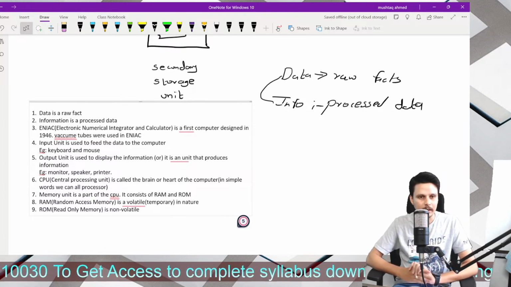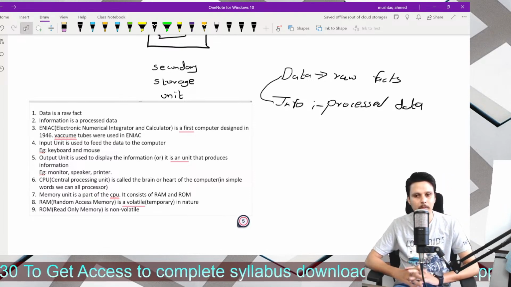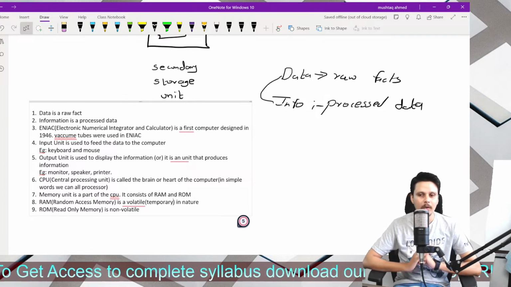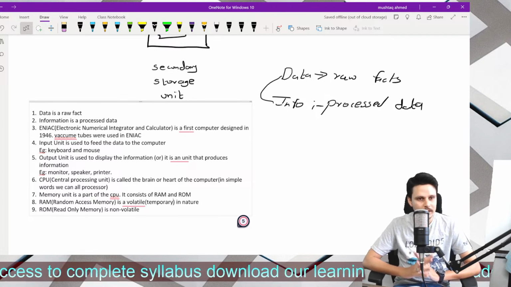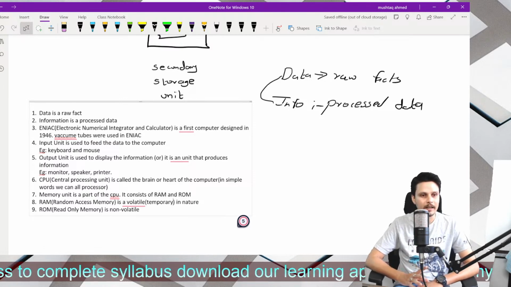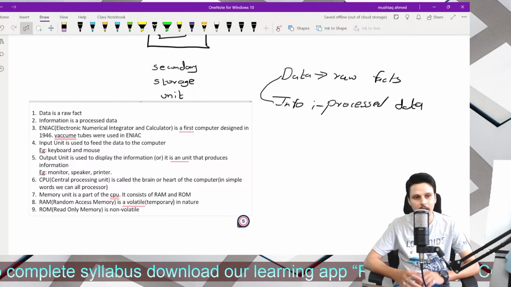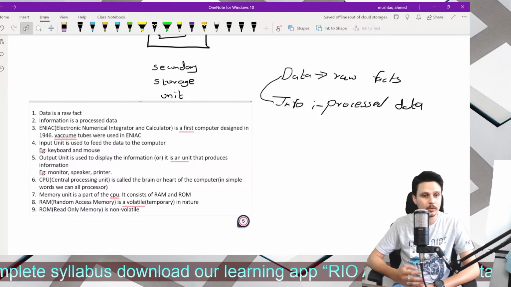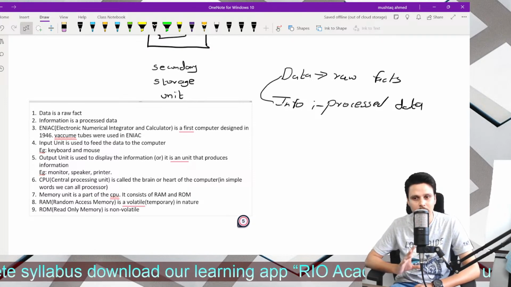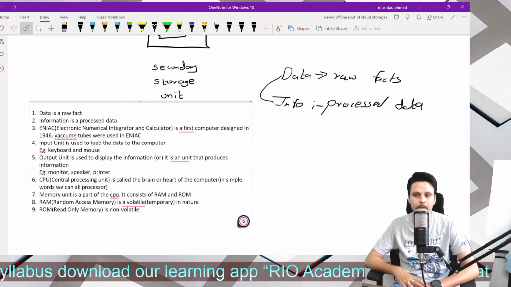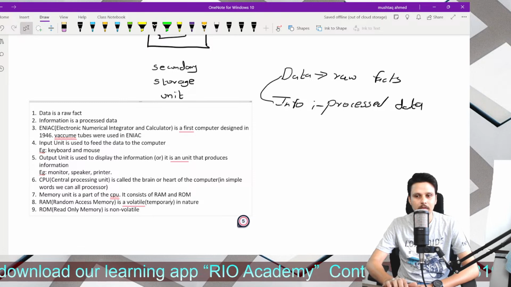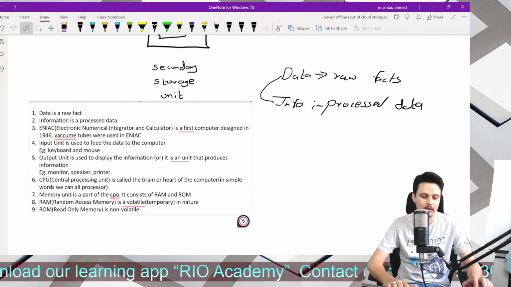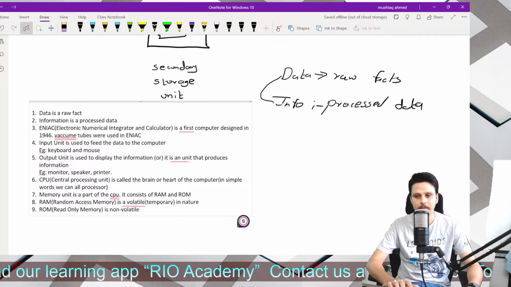Volatile means temporary. Whatever information or data is stored in the RAM will stay temporarily, until the computer switches off. Until the computer switches off, that information will be stored in the RAM. Okay. What do you mean by ROM? ROM is non-volatile. That means it is not temporary.